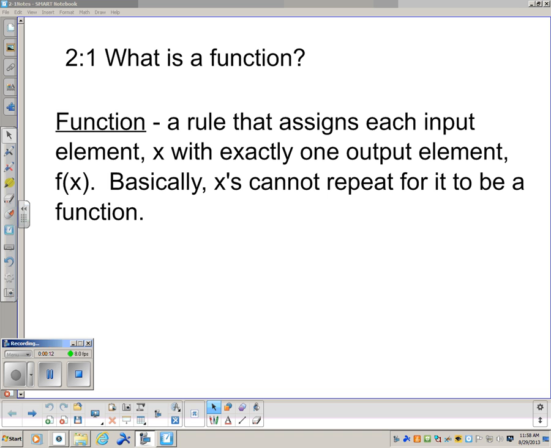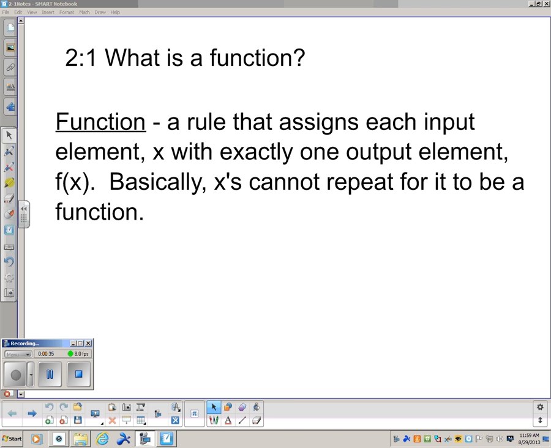So a function is just a rule that assigns each input element x, so x is your input element, with exactly one output element, f of x. So f of x is what comes out of it. Usually we use y as well, but right now we're doing function notation, so we're using f of x as our output. So basically with any function here, the x's cannot repeat for it to be a function.